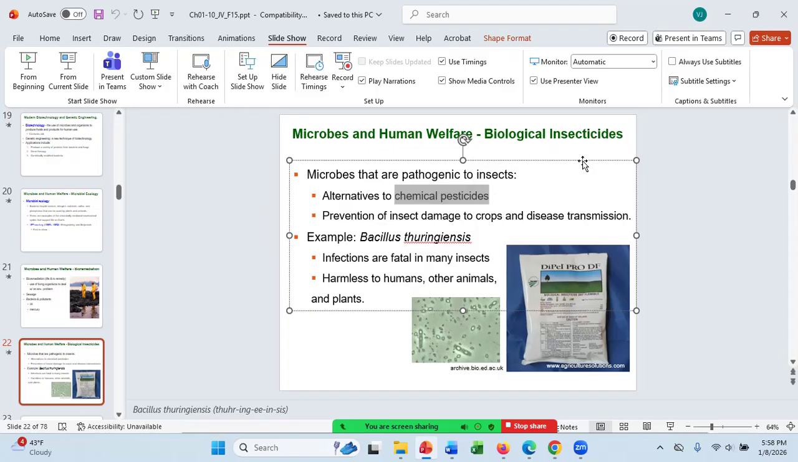Some of the biological insecticides are not toxic to humans at all, like Bacillus thuringiensis. It causes an infection which is fatal to many insects, but this bacteria is harmless to humans, animals, and plants. And there you have a bag of Bacillus thuringiensis.